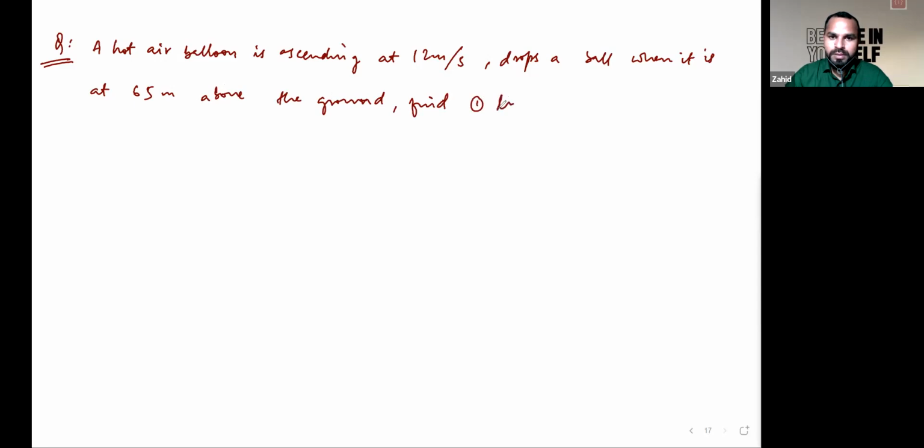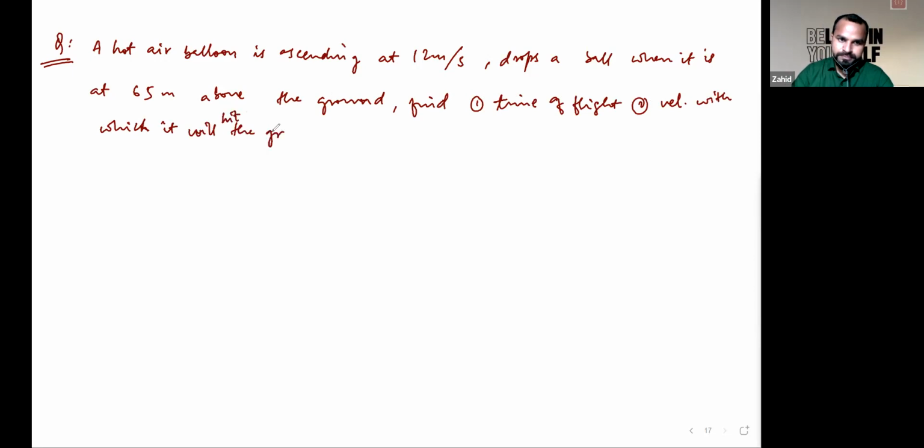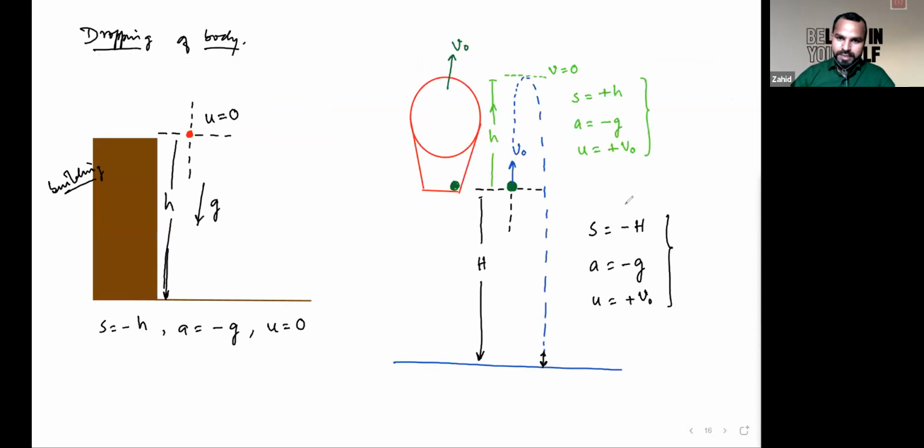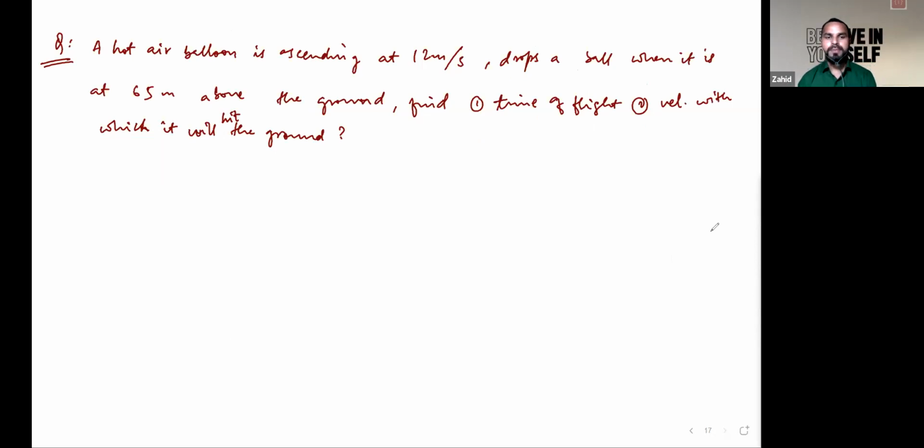First, find the time of flight, or the total time taken to hit the ground. And second, the velocity with which it will hit the ground. This is the same as the previous part, so you have to use only this expression and you will get the required answer. Just use the previous concept and apply the second equation of motion and first equation of motion to find the time of flight and the velocity of hitting the ground respectively.